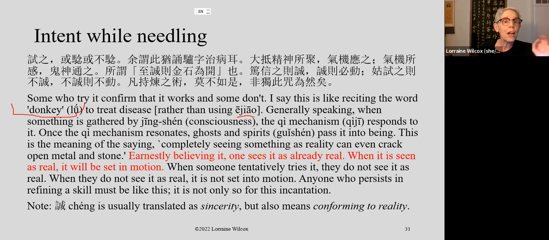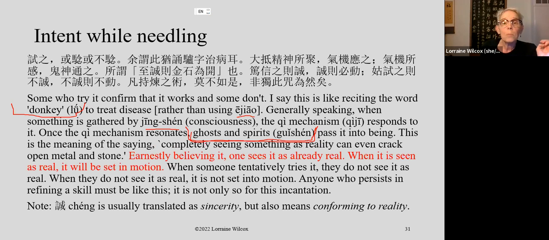But he goes on to say, generally speaking, when something is gathered by Jingshen, and here what he means is your whole consciousness and being, the qi mechanism, the qi ji, responds to it. Once the qi mechanism resonates, ghosts and spirits will make it happen. Now, we can interpret ghosts and spirits literally and then say, oh, that's just superstition, and maybe this just is superstition. But I think what he means is there's some kind of unexplained supernatural ability that is hard to explain. We don't have to take it as literal ghosts and spirits.